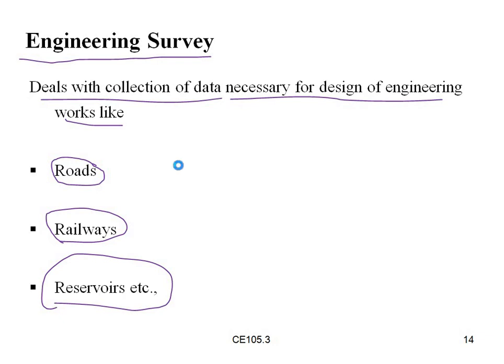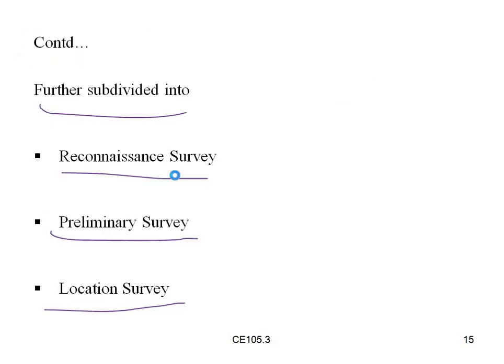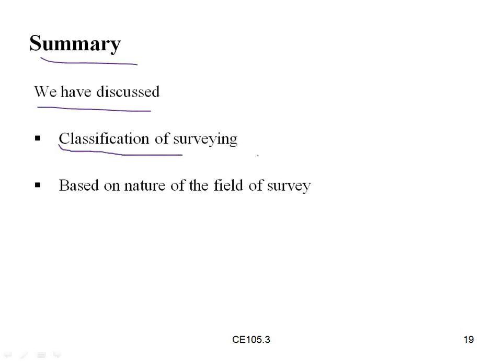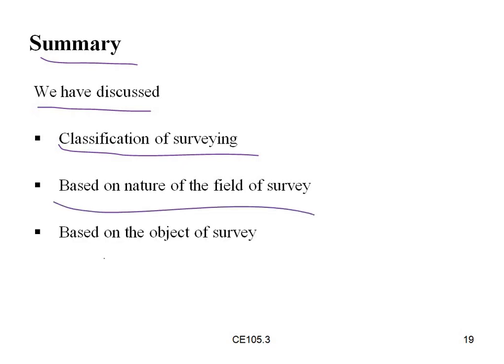Engineering surveys and reconnaissance survey, preliminary survey, location survey. So finally, in summary, we have discussed today the classification of surveying based on the nature of the field of survey and based on the object of survey.